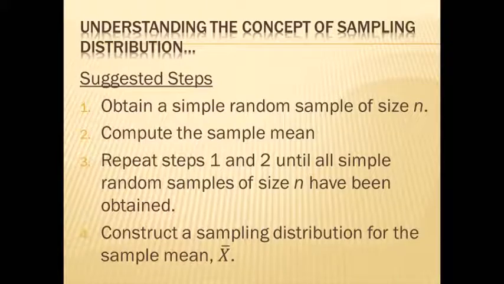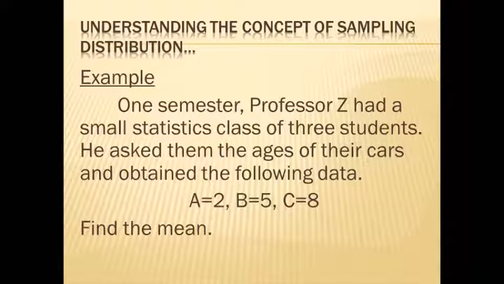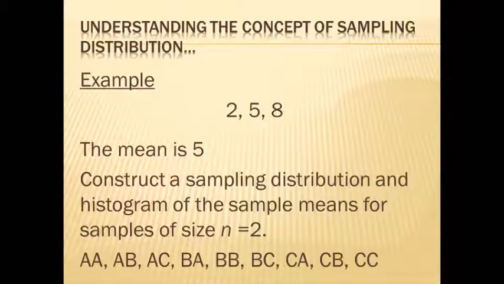Let's have this very simple example. Three students have the following ages of their cars. Student A, 2, student B, 5, and student C, 8. Find the mean of these three. Simply getting the average of 2, 5, and 8, the answer is 5. So we can say that the average number of years of the cars owned by these students is 5.